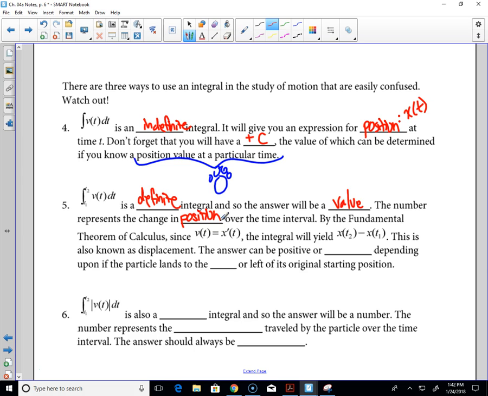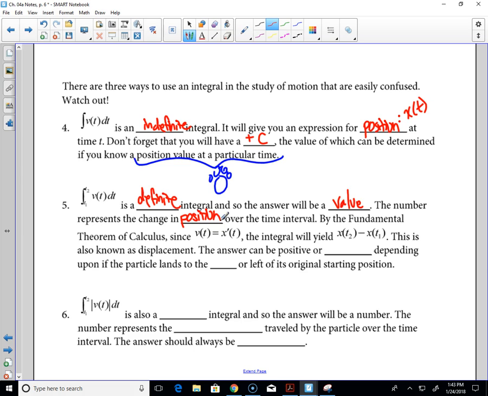What did I do up here? I anti-derived. This could be velocity, this could be position. And then I said position at time 2 minus position at time 1. That's how you solve a definite integral. By the fundamental theorem of calculus, yes, that's section 4.4. We're getting there. That's the why. Since velocity is position prime, the integral will yield the antiderivative of b, or of time 2, minus the antiderivative of a. This is also known as, oh, it's right there, displacement.